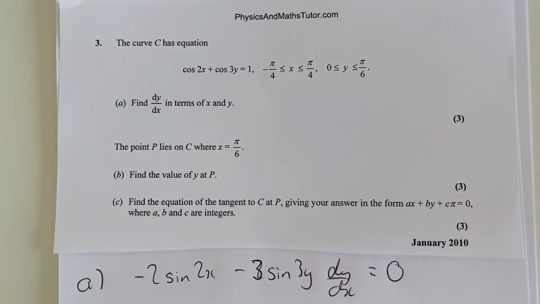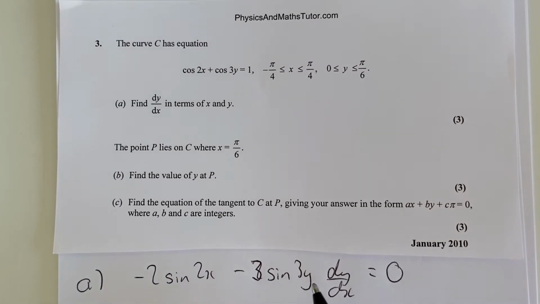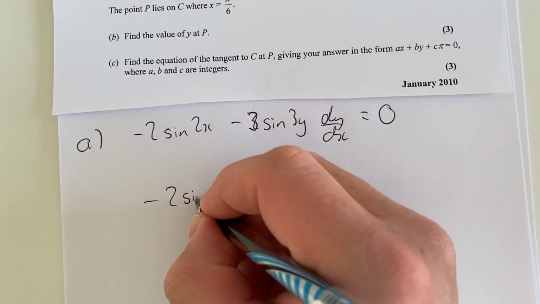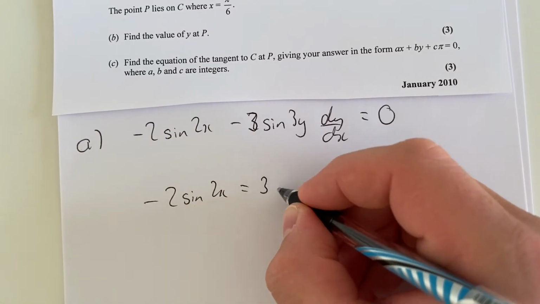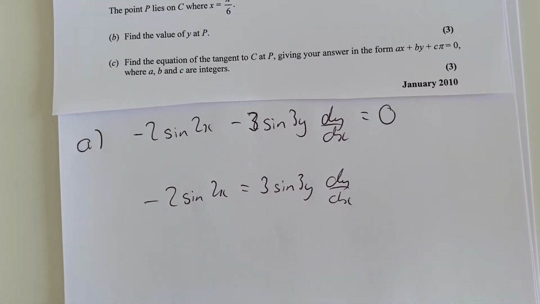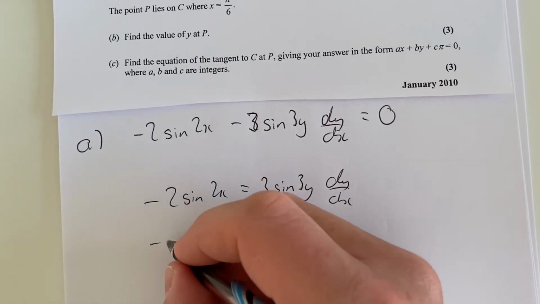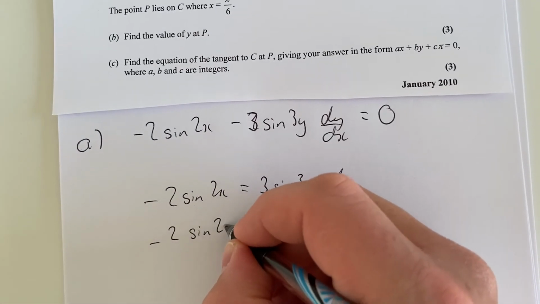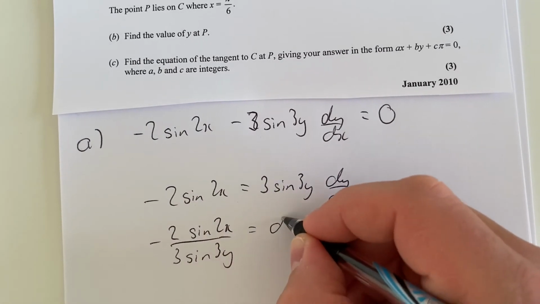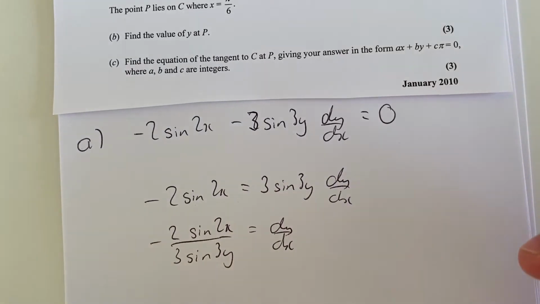So if I rearrange this to get dy by dx, I would probably just move the 3 sine 3y dy by dx to the other side and get minus 2 sine 2x equals 3 sine 3y dy by dx. And then if I divide through by the 3 sine 3y, we get minus 2 sine 2x over 3 sine 3y equals dy by dx.